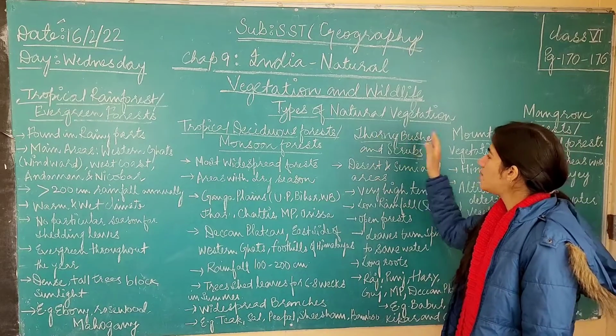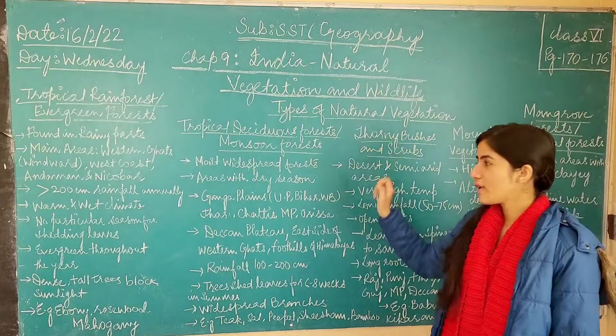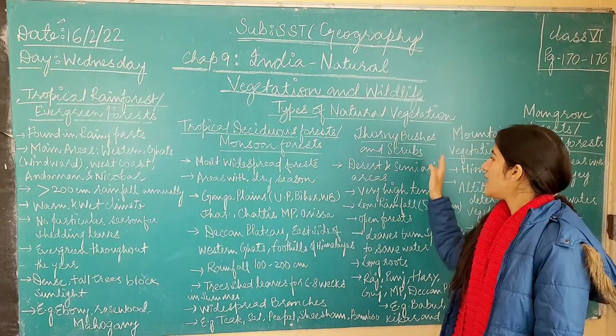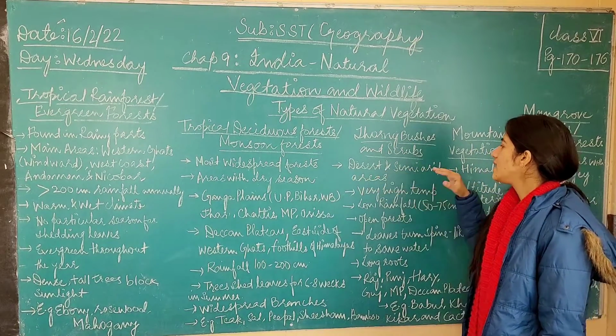The third one is the thorny bushes and scrubs. As the name suggests, these bushes are quite thorny, they have a lot of thorns and they are dry. The branches of the plants are quite dry. And these types of bushes and scrubs are found in desert areas and semi-arid areas.